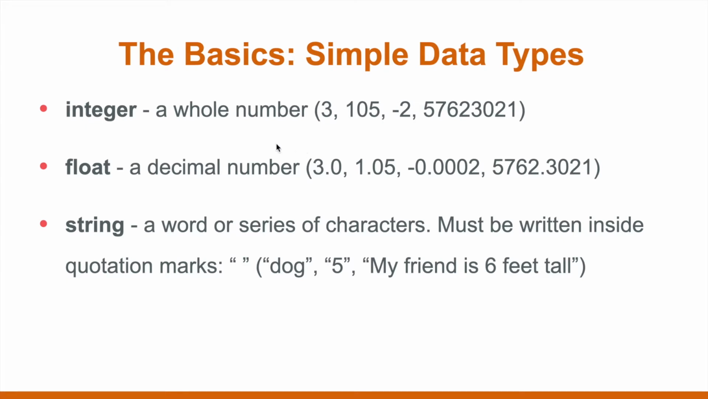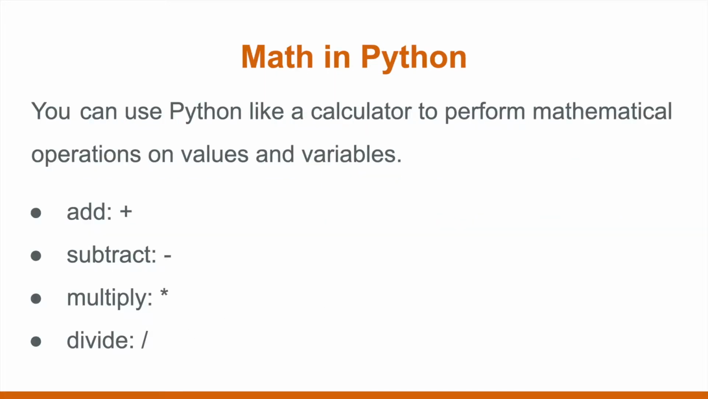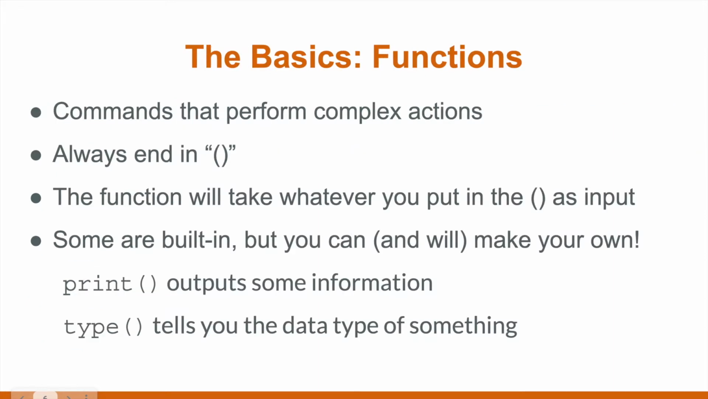So these are the basic data types. An integer is a whole number, a float is a number with a decimal, and a string is a word or series of characters, and they must be written inside quotation marks. So math in Python: you can use Python like a calculator to perform mathematical operations on values and variables. You can add using the plus sign, subtract, multiply, and divide.